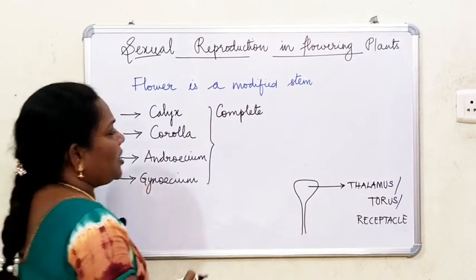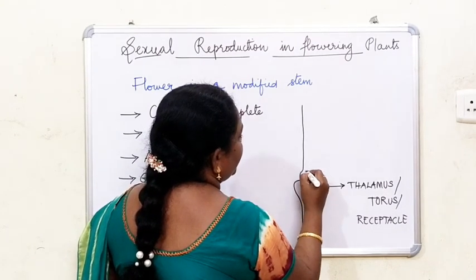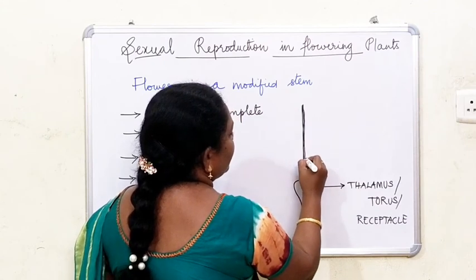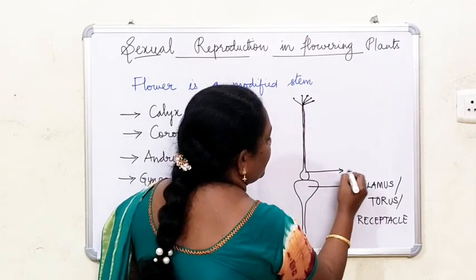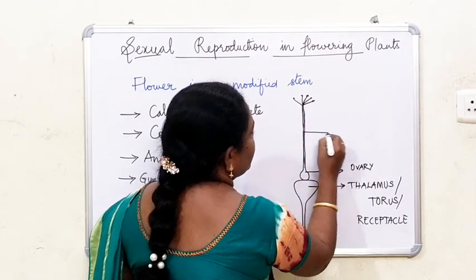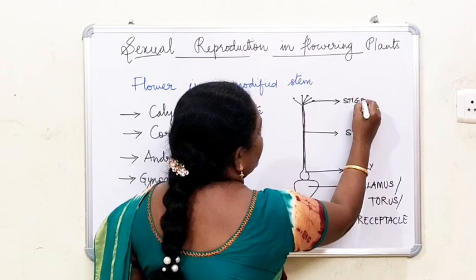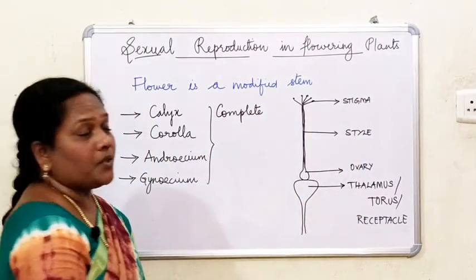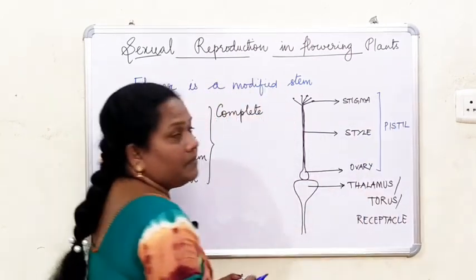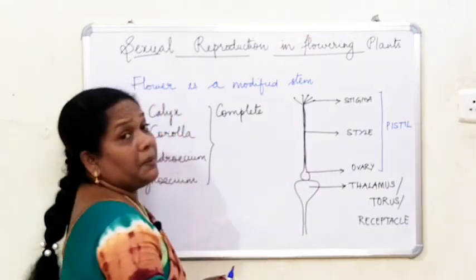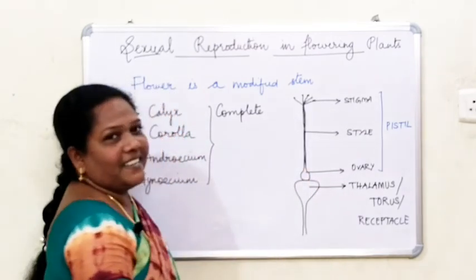When you talk about the gynoecium, it has a small ovary, then a long style, and then the stigma. So this is the ovary, this is the style, and this is the stigma. All three joined together are called a pistil. This is the female part of the flower. The pistil consists of ovary, style, and stigma.